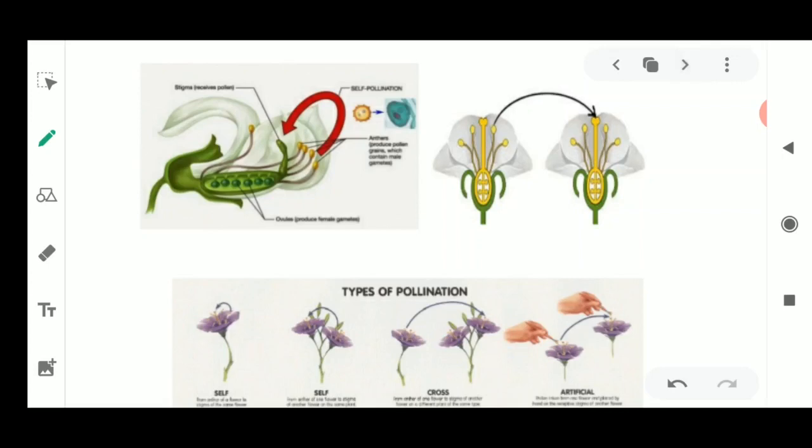If the flower is the same, as you could see here, the anthers are present, this yellow colored part is called the anther. They are present on the same flower and the stigma is also present on the same flower, as it is shown here. Now what happens? The pollen grains are going to transfer from the anther to the stigma of the same plant, same flower. So this is known as self pollination. Now you just think like that.